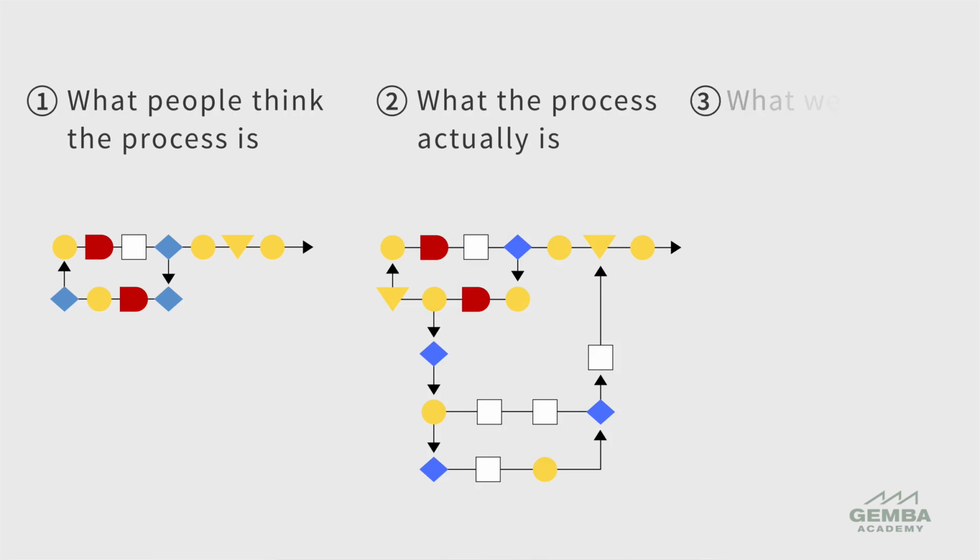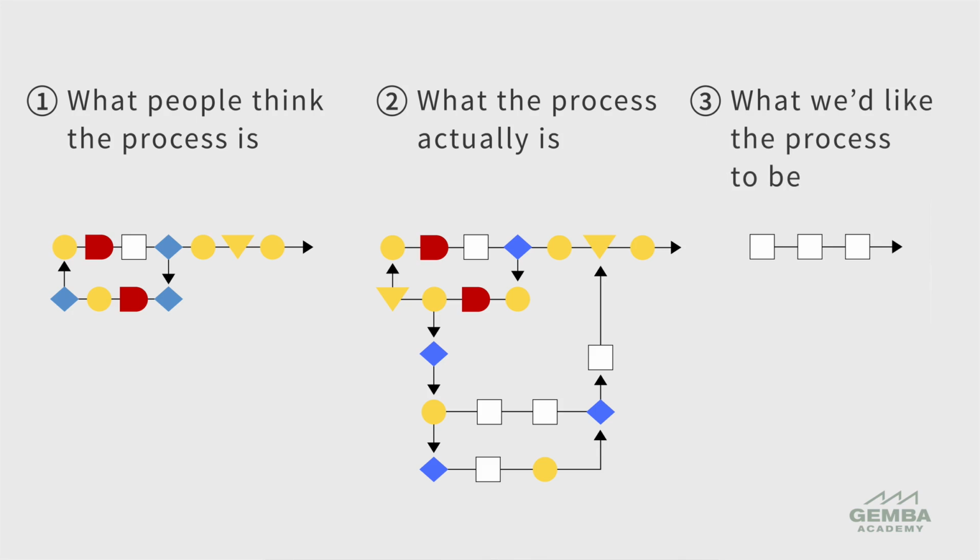And the third version is what we'd like the process to be. This may be what we imagine the process to be at first, or new ideas we develop for improving the process as a result of our mapping activity. Creating a diagram allows people to move past our assumptions, agree on the reality of the situation, and find ways to move toward the ideal condition.